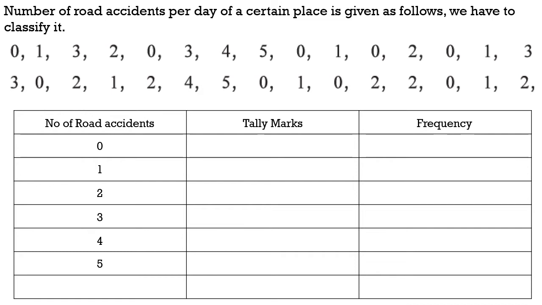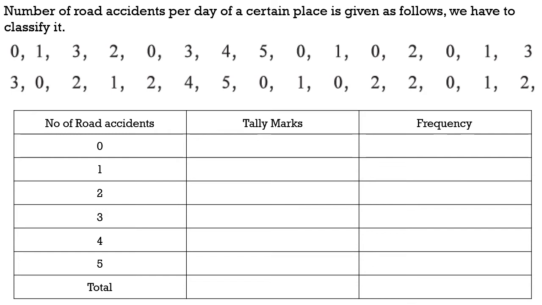So the number of road accidents we will write down as 0, 1, 2, 3, 4, 5, and it will be very good if you write them in the ascending or descending order. Whenever we are classifying our data, always try to arrange them either in ascending order or the descending order. And for the sake of simplicity, 99% of the times we arrange them into ascending order, and then the last will be total. Now we are going to start with the tally marks.